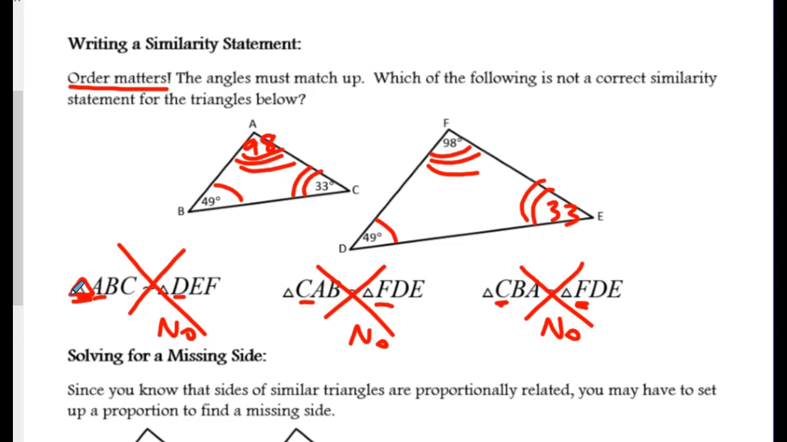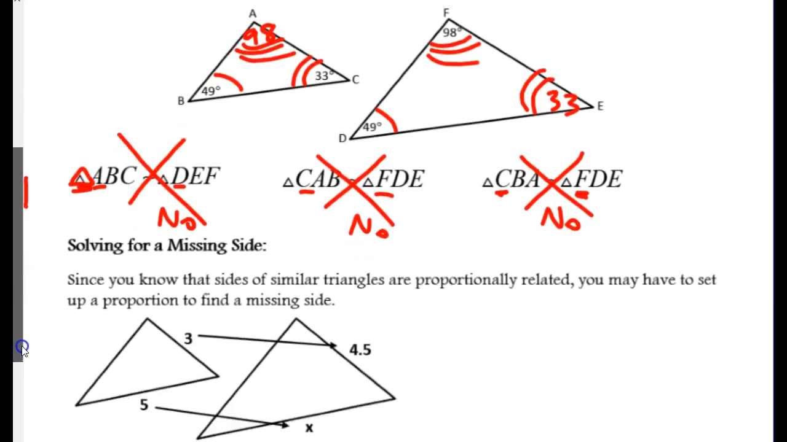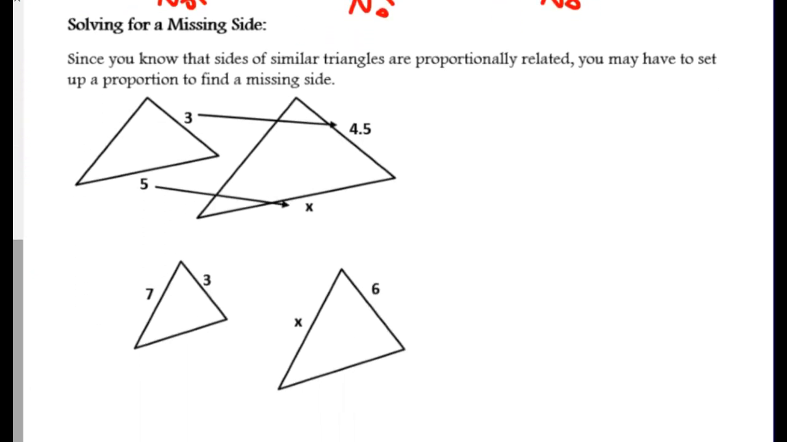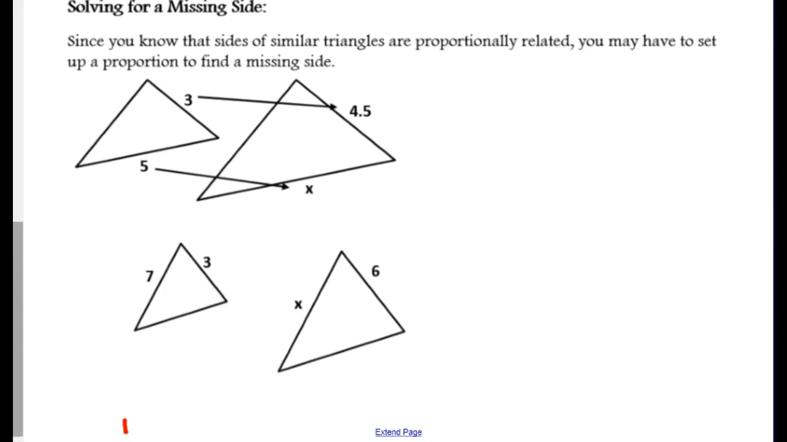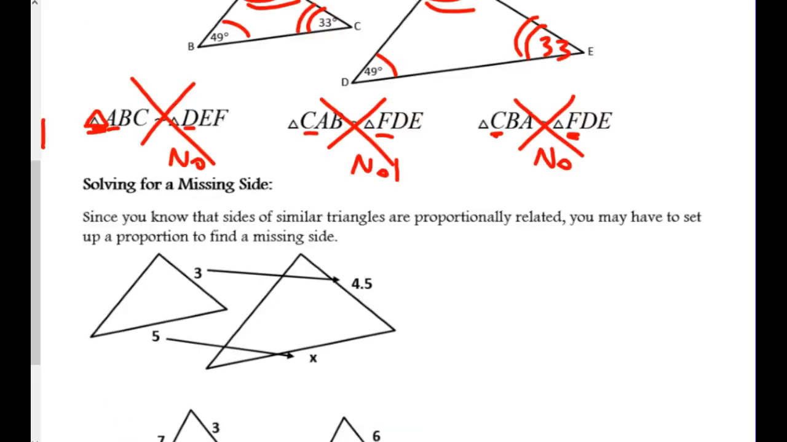Okay? Now, let's do at the bottom where it says solving for a missing side, okay? It says since you know that sides of similar triangles are proportionally related, you may have to set up a proportion to find the missing side. Okay, you should have done this before, where you make two fractions, you set them equal, and then you do what we call either cross multiplying and dividing or butterfly method. Either way, we're going to show you how to do it right now, as long as you're paying attention, not on your phone, right?